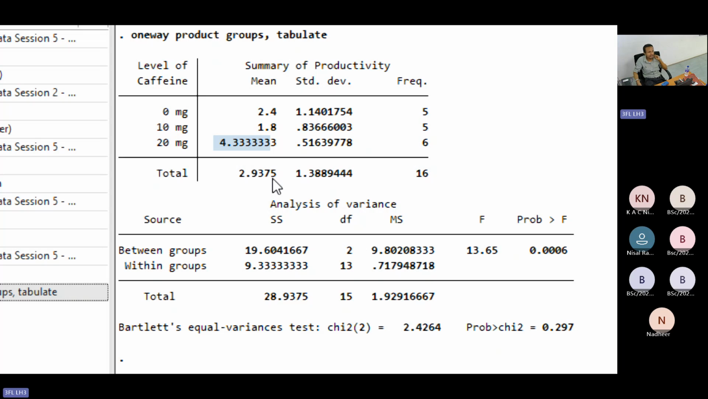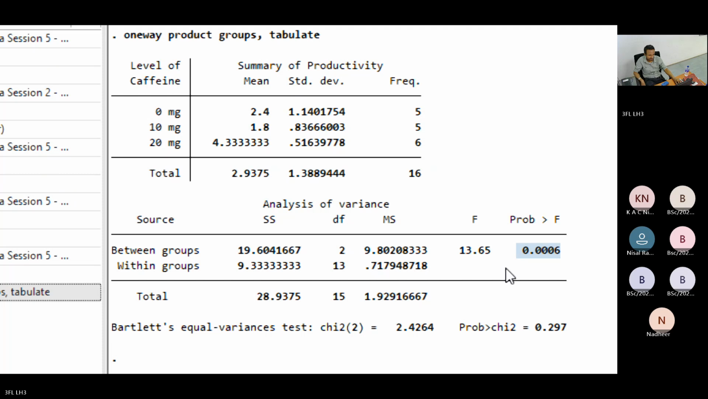Now, is there a significant difference? You can see there are differences. But then it says here the probability value, 0.0006. So this is the answer for step 3. Take note, step 3 answer is 0.0006.